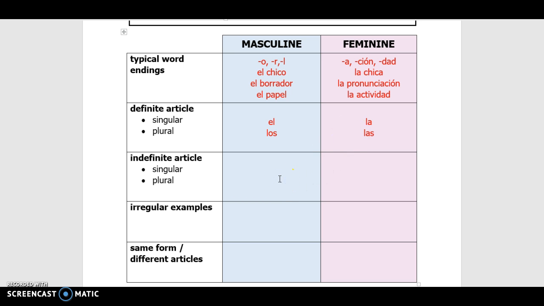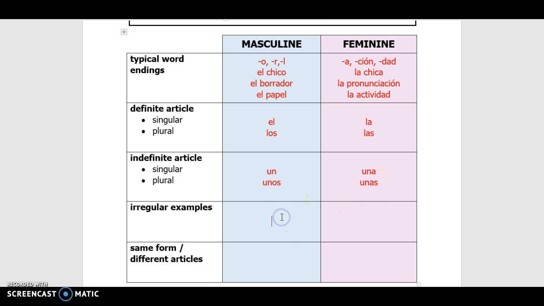Whereas the indefinite article, a, if you have just a book, if it's masculine, un. If there's some of them, unos. On the feminine side, you already know this one, una, the one we didn't see last year, but very simple, straightforward, unas, to make a plural.